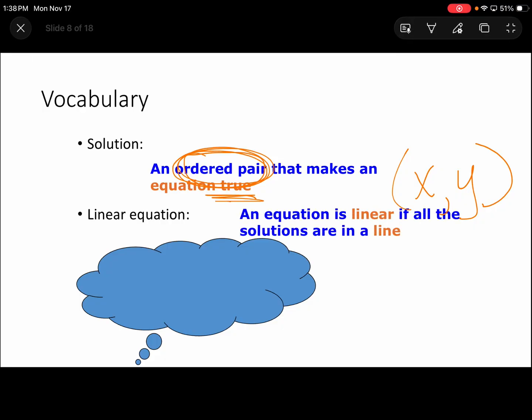And then a linear equation, which is what we're going to be talking about, it creates a linear because when I put all the solutions that we find, think of the table, when I take the solutions and I put them on a graph, I get a straight line. Okay? That's why it's called linear, because it makes a straight line.